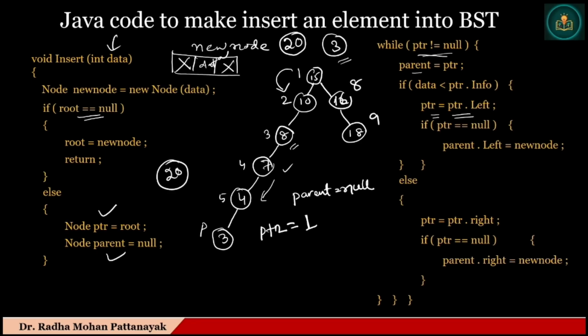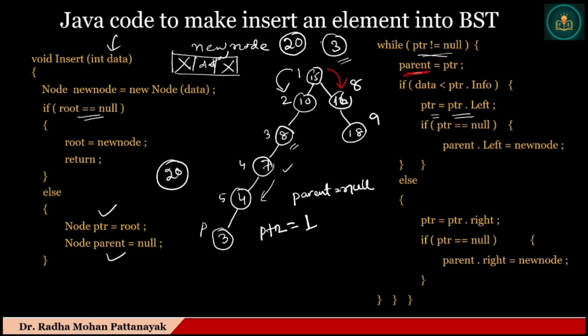Yes, PTR is greater than 15. If PTR is greater than 15, then what you need to do? You need to move to the right side. What is the procedure to move to the right side? You need to update the parent first, then you will update the PTR. In the while loop, you check if data is less than PTR.info. What is PTR.info here? PTR.info is 15 because you are starting from the root node.